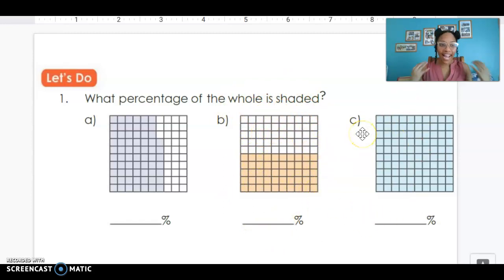In C, anyone can look at that and notice right away that all 100 of those 100 squares are shaded blue. So that means 100% of the square is shaded. Remember, because percents are always out of 100, if we see that everything is shaded, we know automatically that it's 100%. We don't have to waste our time counting all the boxes one by one.